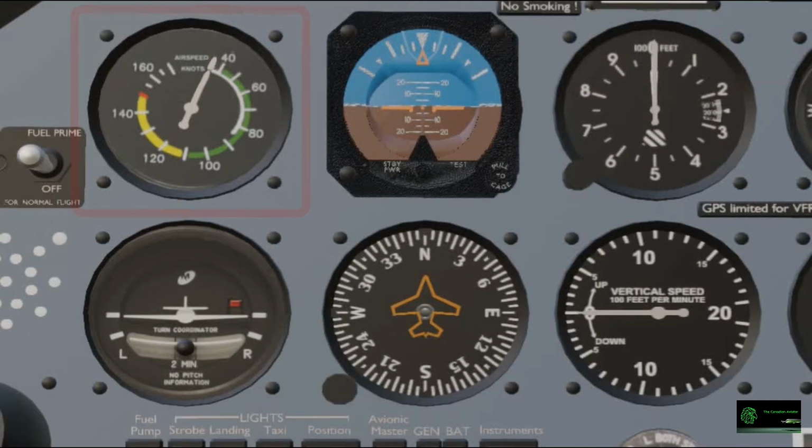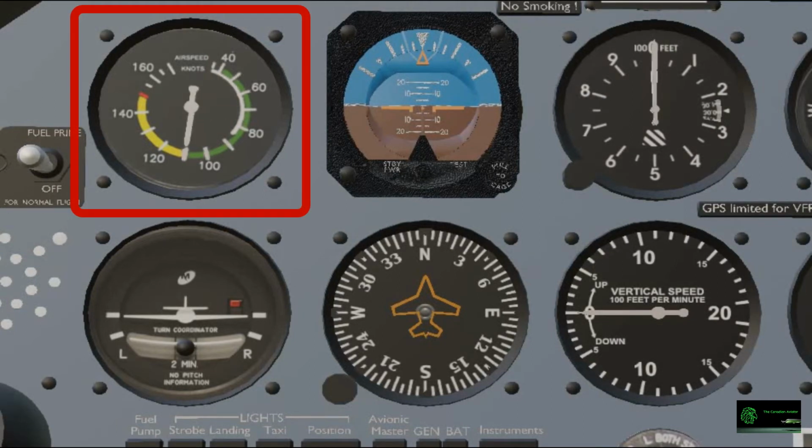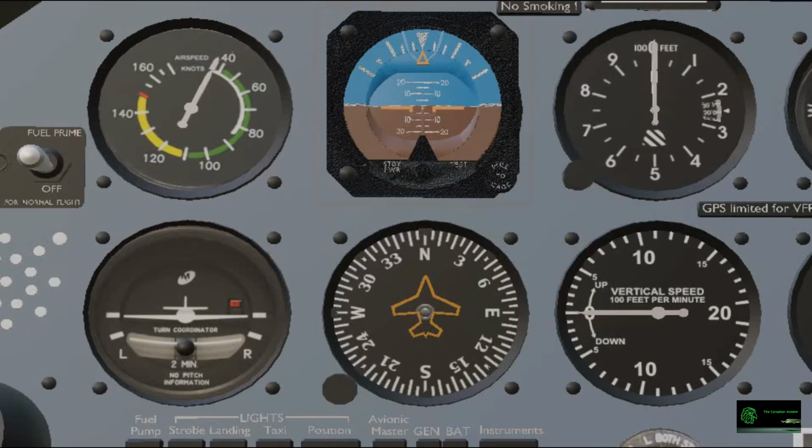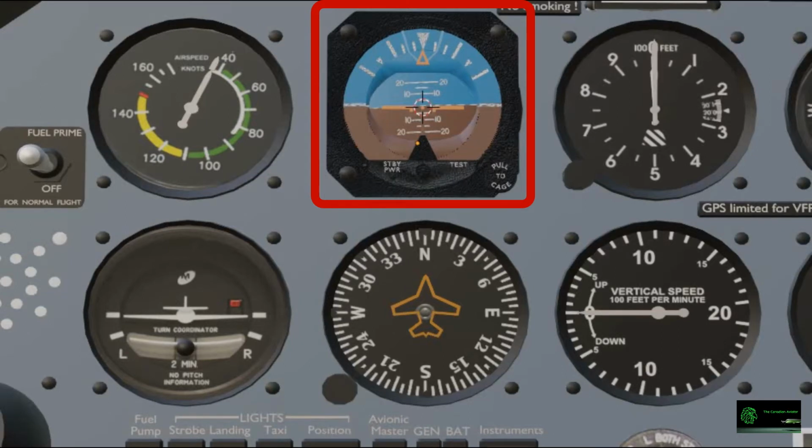The airspeed indicator. This instrument displays the speed you are flying through the air, and it shows your airspeed in knots. The attitude indicator is a representation of the airplane in three-dimensional space. It tells you if the aircraft is banking right or left, or pitching up or down. Marks are in degrees of a plane angle.